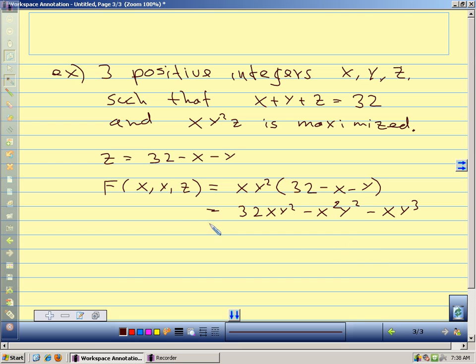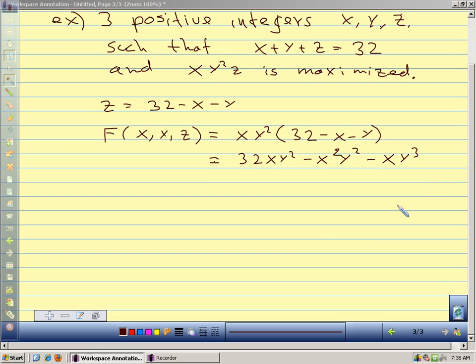So this is the function that we're trying to maximize. So we want to examine this for critical points. So we need to take our first partials. So f sub x, the first partial with respect to x, is 32y squared minus 2xy squared minus y to the third. And we want that equal to 0. We're looking for critical points.